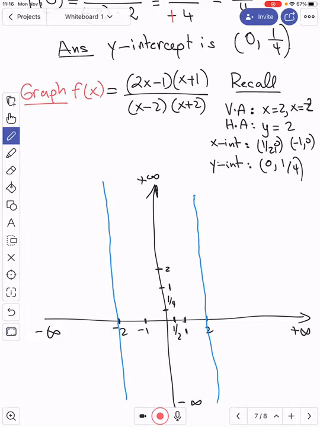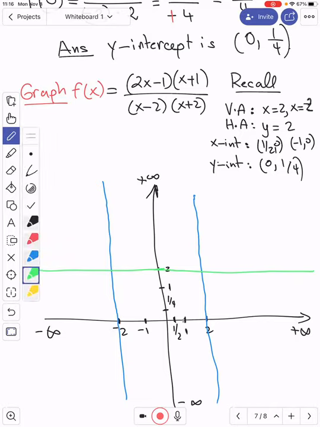Now for the horizontal asymptote, it's y equals 2. Horizontal, of course, means that it's a horizontal line, right? So here's y equals 2. Here is my horizontal asymptote. Now we need the x-intercepts, so we have 1/2. Here's my 1/2, and then there's a -1. Y-intercept, this is 1/4 right here. And that's it.